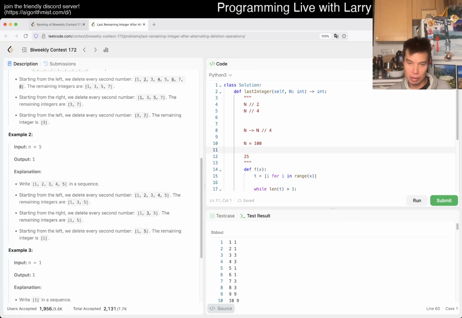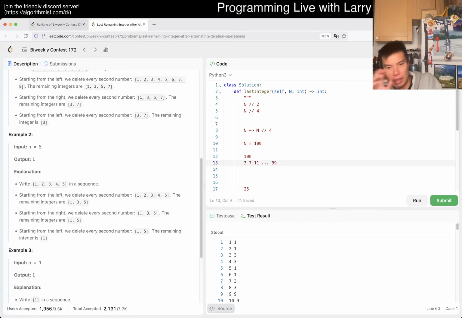Well, okay, let's look at it, right? So you have 100, you get rid of all the even numbers, so you have 1, 3, 5, 7, 9, 11, dot dot dot, all the way to 99. You remove every other one. I don't know which way it goes, but it looks something like this, right? Then let's say you have 25 numbers that look like this.